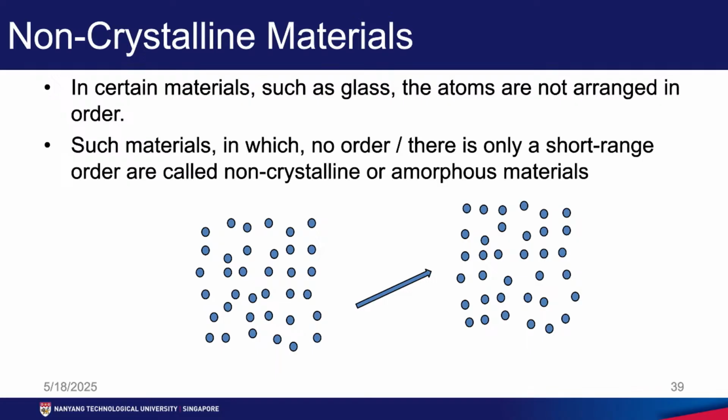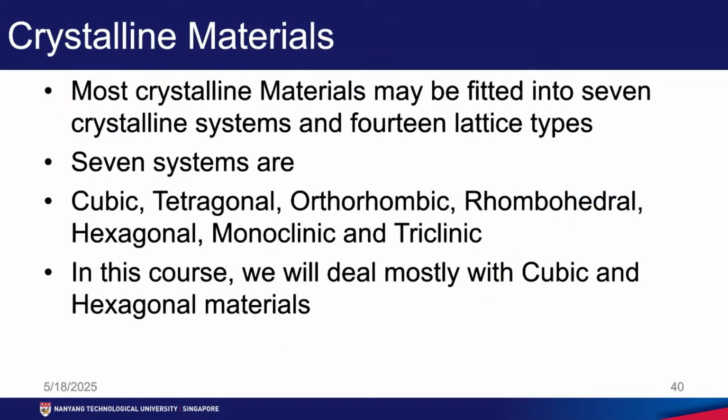The other type is non-crystalline materials or amorphous materials. Glass, silicon oxide, these are some examples of non-crystalline materials. In non-crystalline materials, the atoms are not arranged in order. You notice here the atoms are disordered. You move further away, again the arrangement is not systematic. Okay. So, you will find disorder in non-crystalline or amorphous materials.